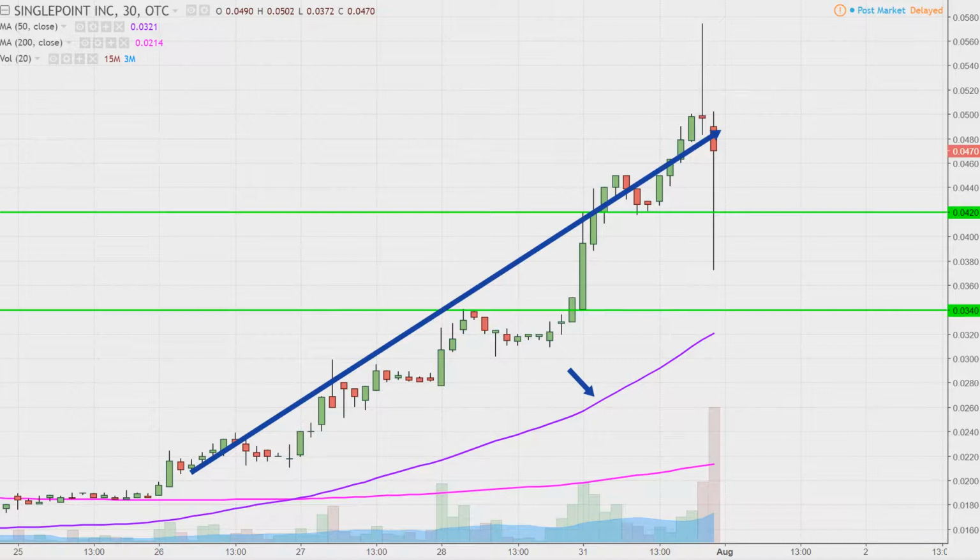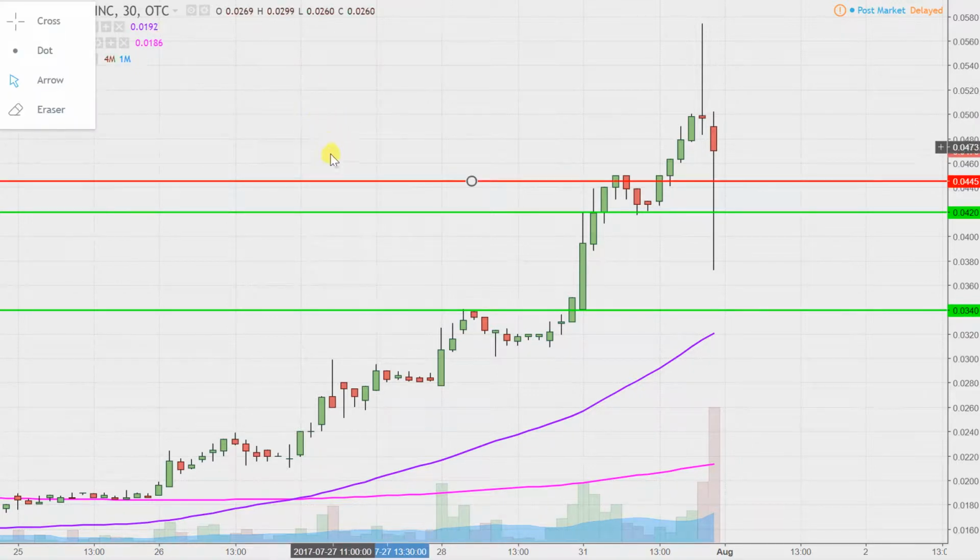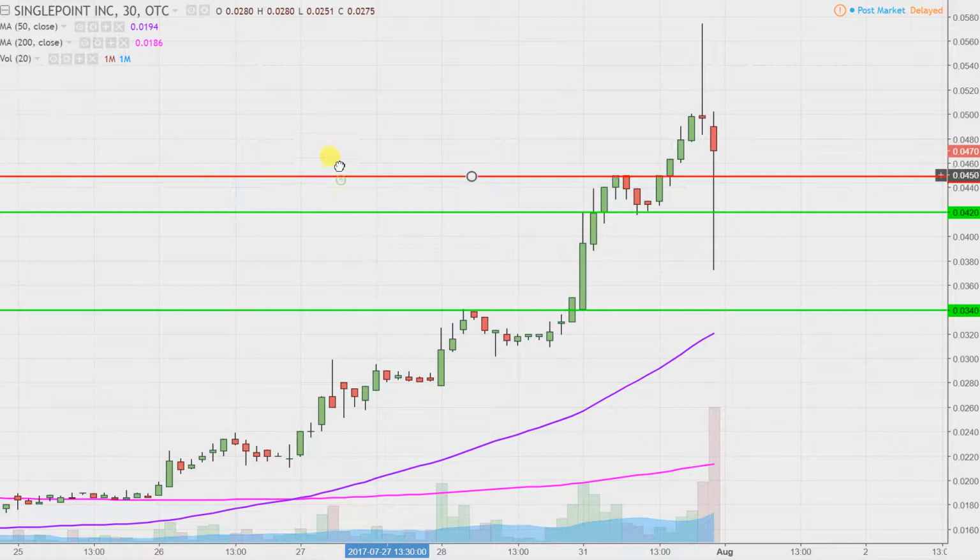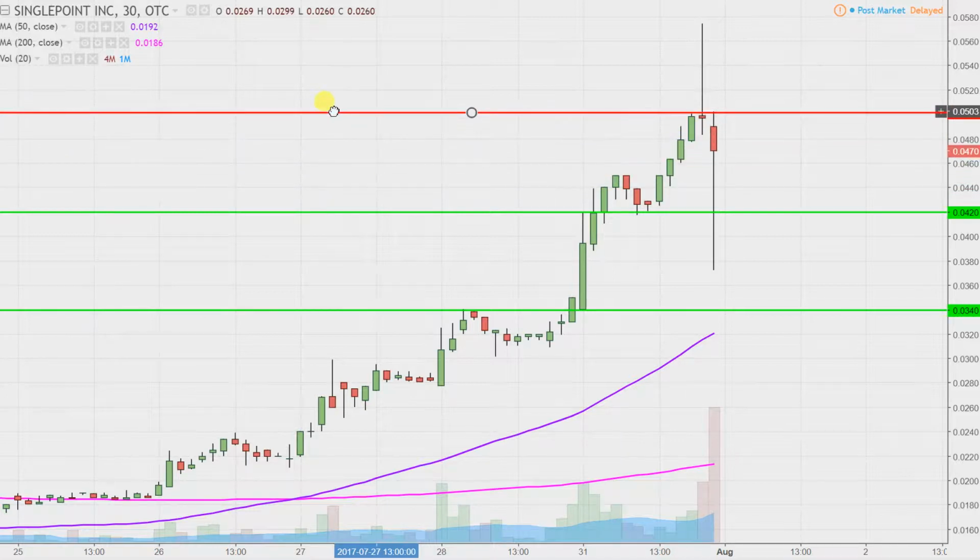Now, what about areas of resistance? If this upwards move is going to continue, where are some of these key battlegrounds? Now, I realize the price technically got well above this point, but the main point of congestion seems to be right up here at 0.05.